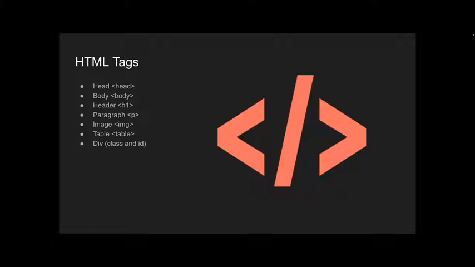Next up is the body tag. The body tag defines a document's body and contains all the contents of an HTML document, like the headings, paragraph, image, table, etc. Every HTML document will only have one body tag. Just a quick note.